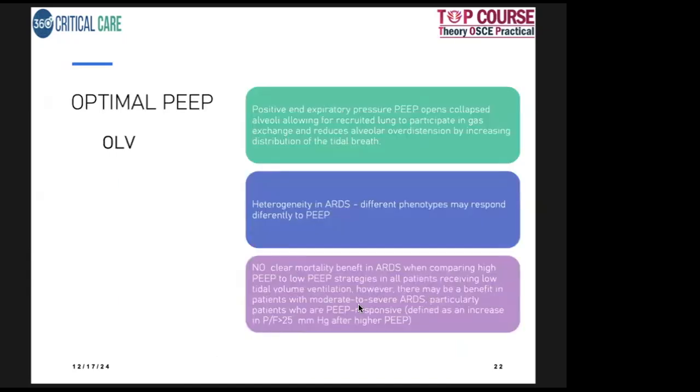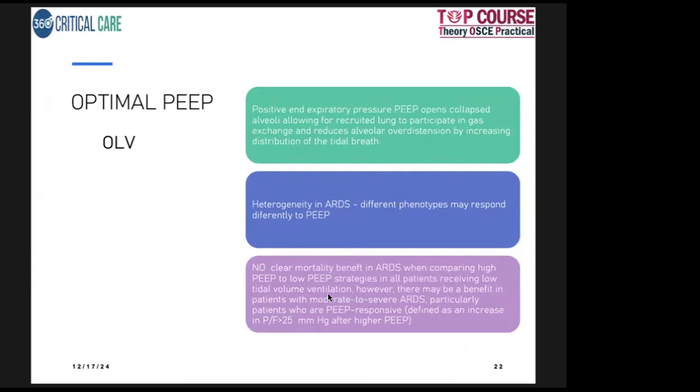Coming on to optimal PEEP, which was initially defined as open lung ventilation, where the positive end expiratory pressure opens the collapsed alveoli, allowing the recruited lung to participate in gas exchange, and reduces alveolar overdistension by increasing the distribution of the tidal volume. Okay, in ARDS patients, there is heterogeneity. So different phenotypes may respond differently to PEEP.